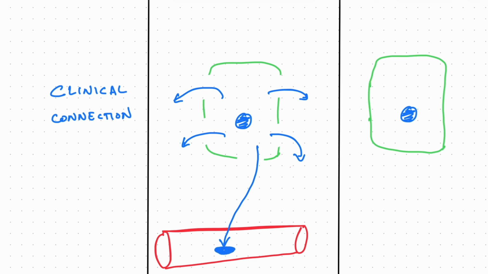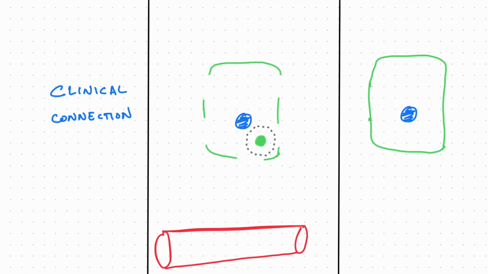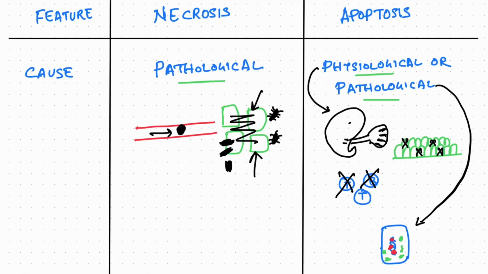For example, when myocardial cells undergo necrosis in myocardial infarction, cardiac troponin is released into the blood. Similarly, enzymes such as transaminases can increase in blood when hepatocytes are injured. So, the leakage of intracellular contents that makes necrosis inflammatory can also give us useful biomarkers of tissue injury. So, let's put everything together.